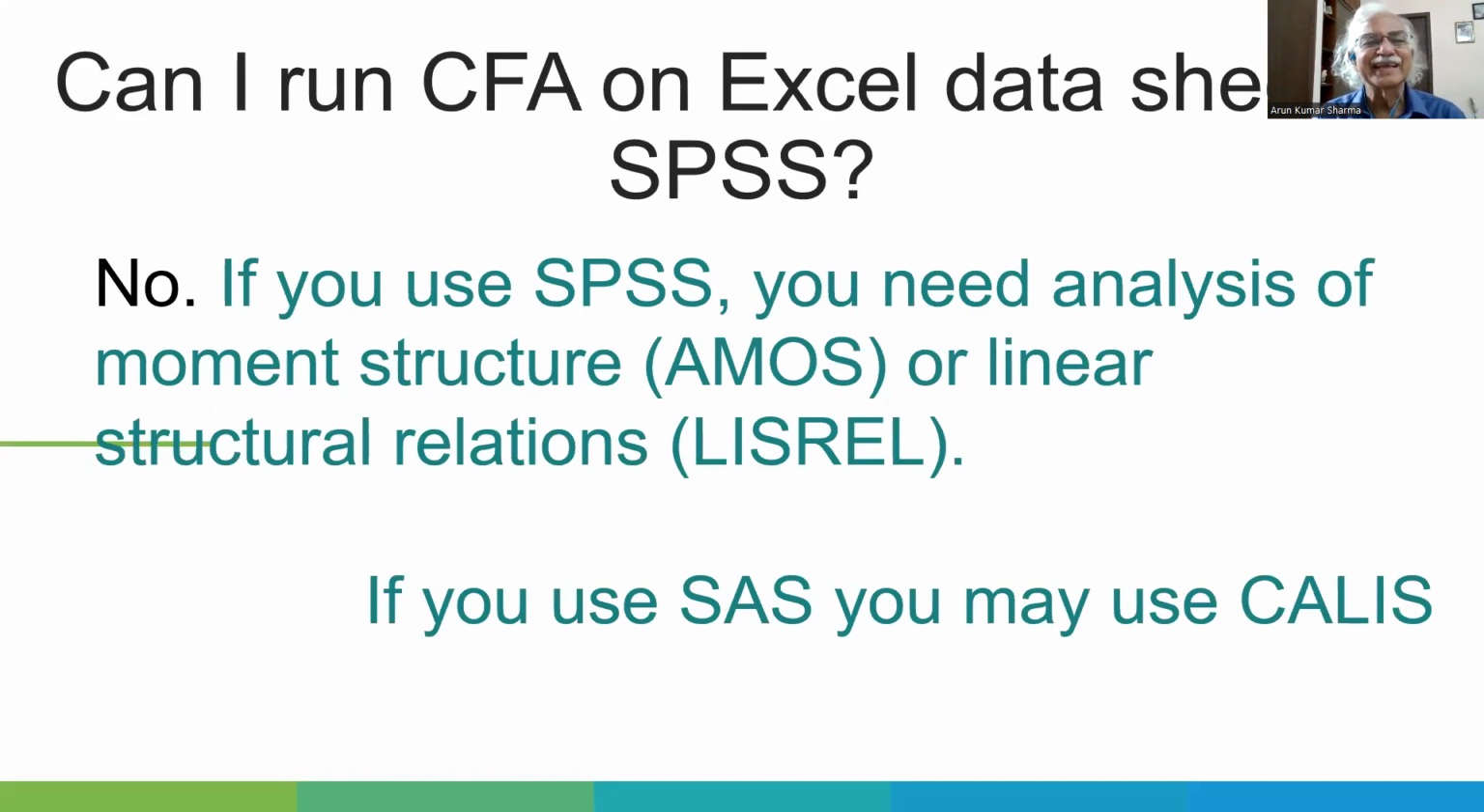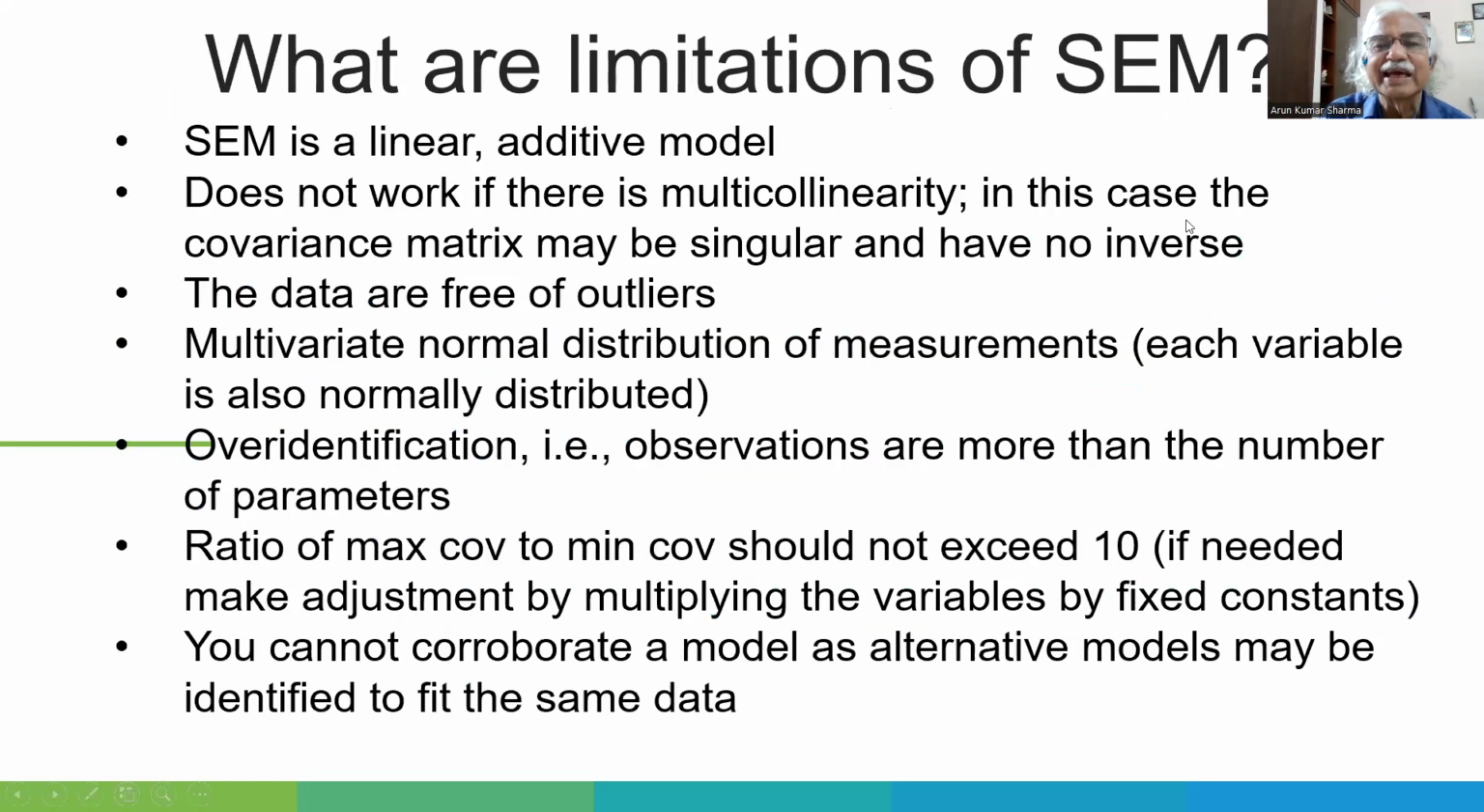Now, students also ask me, can I run confirmatory factor analysis on Excel data? Most people use Excel data, some use SPSS, so obviously I can understand their question. The answer is no. If you use SPSS, you need Analysis of Moment Structures, called AMOS. You have to buy AMOS separately, or there is another package called LISREL, linear structural relations. So either AMOS or LISREL. The ordinary SPSS package that we use for univariate and multivariate analysis, t-test, z-test, factor analysis, will not work. AMOS is required. And if you are using SAS, you may use a separate package called CALIS. So you have to buy AMOS, LISREL, or CALIS.